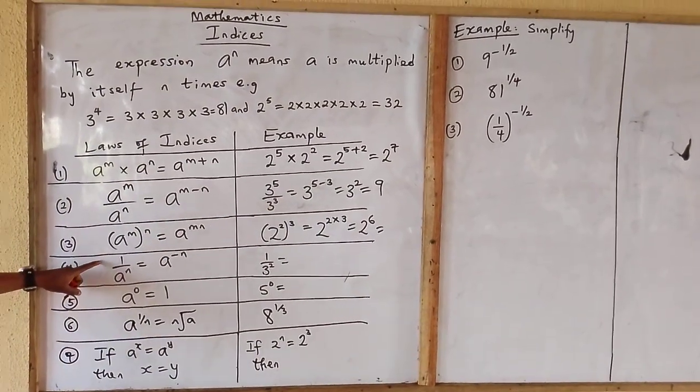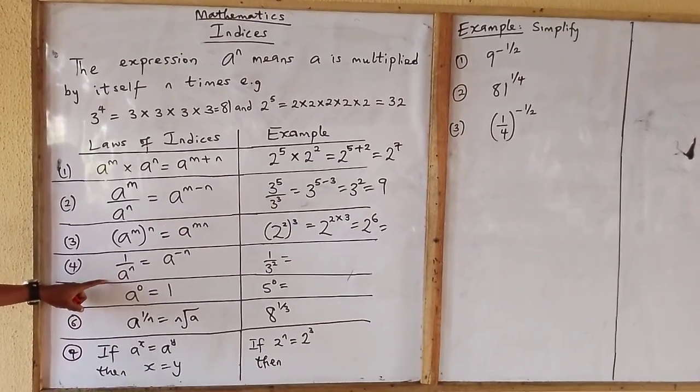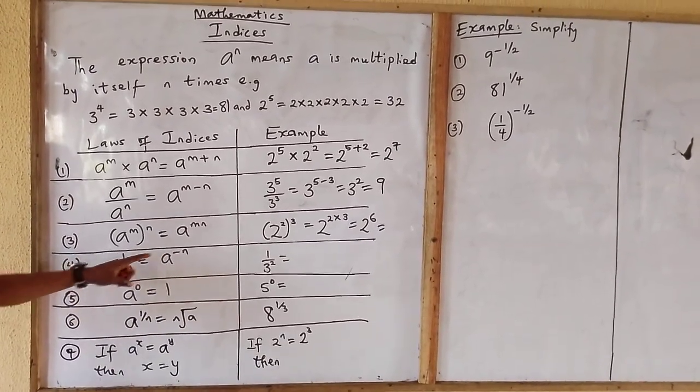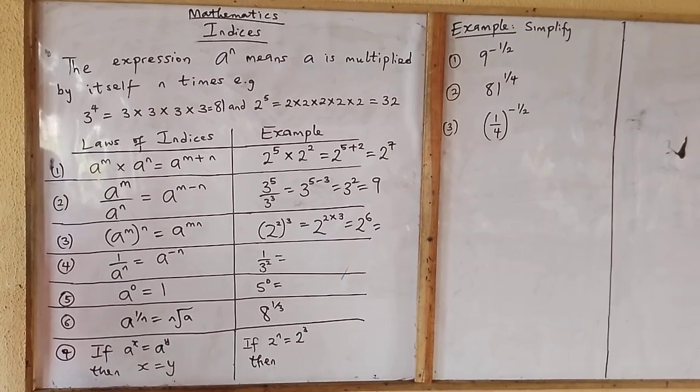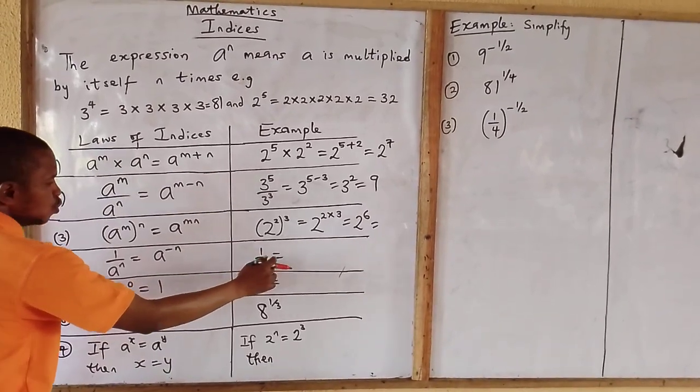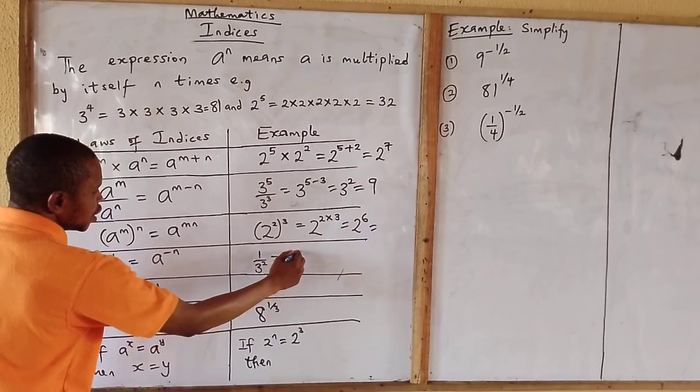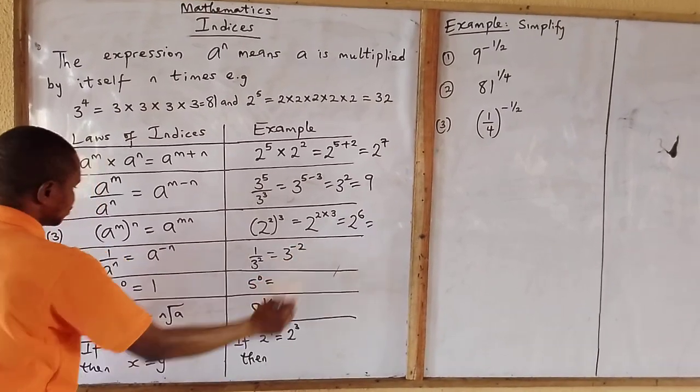Likewise, 1 over a raised to the power n is going to give us a raised to the power minus n. This is the inverse law. So when we have 1 over 3 raised to the power 2, it can also be written in the form 3 raised to the power minus 2.